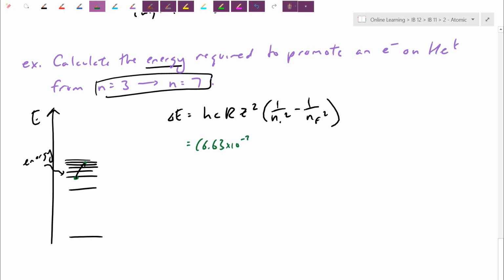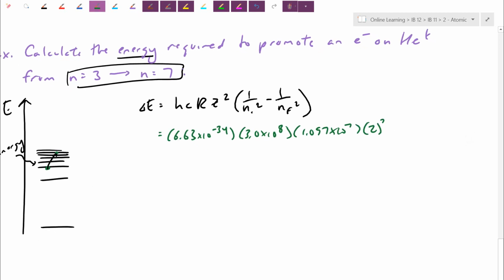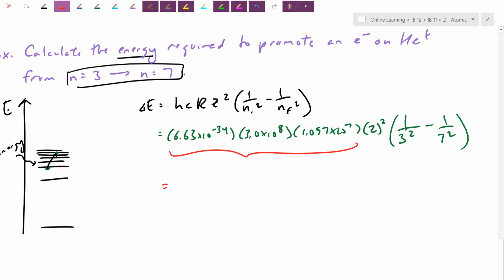6.63 times 10 to the negative 34. That's Planck's constant. Speed of light is 3 times 10 to the 8. We were just saying these numbers here all happen to be positive. The Z for helium is 2, right? Atomic number 2. We need to square that. And then we have a 1 over, I'm starting from shell 3, square it, and I'm ending at shell 7, so 7 squared.